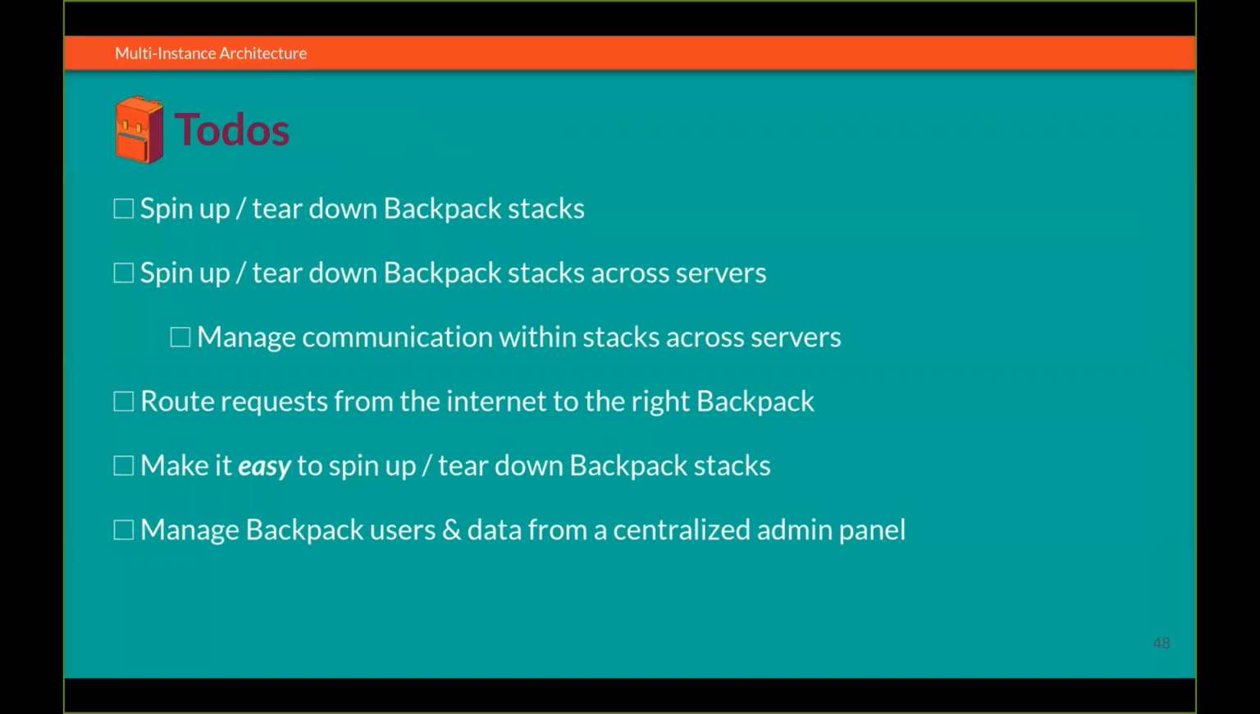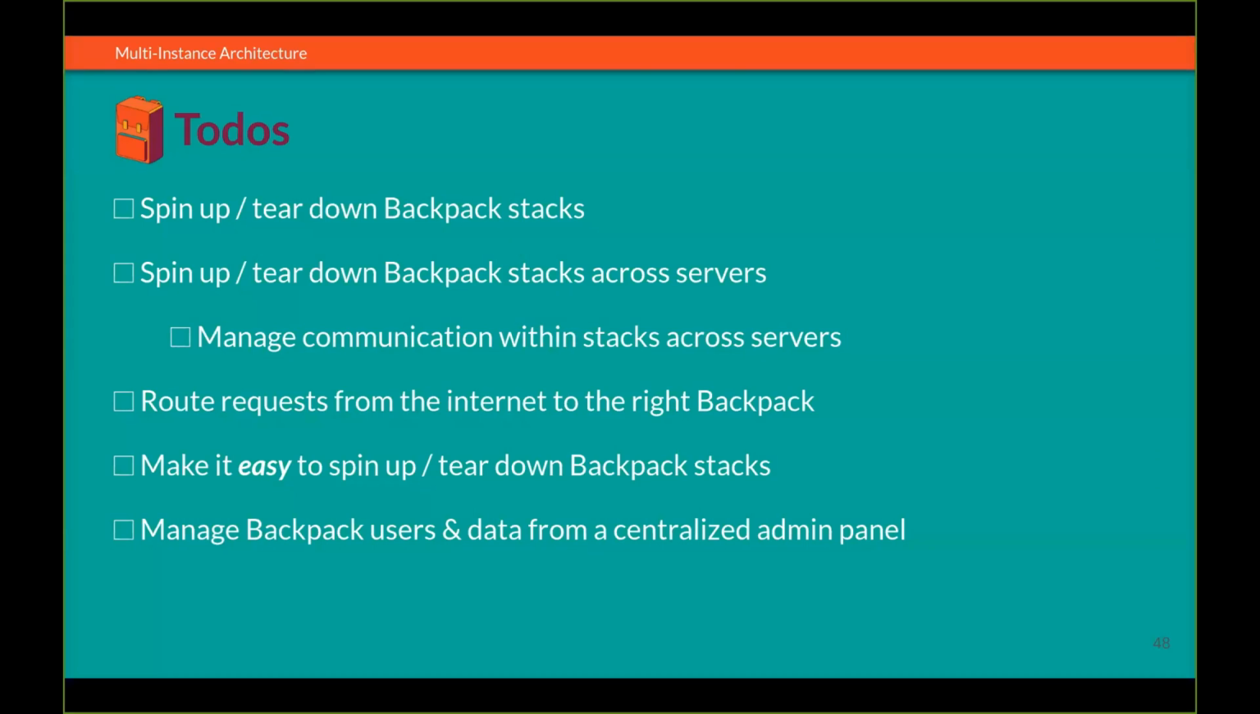So getting here introduces this kind of to-do list that we'll have to walk through in order to effectively build a system that looks like that last slide. So we started off with figuring out, how do we spin up and tear down individual backpack instances, what we're calling stacks here. Once we figure that out, can we then get to spinning up these instances across multiple servers?